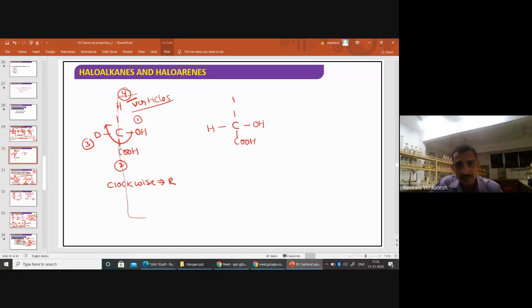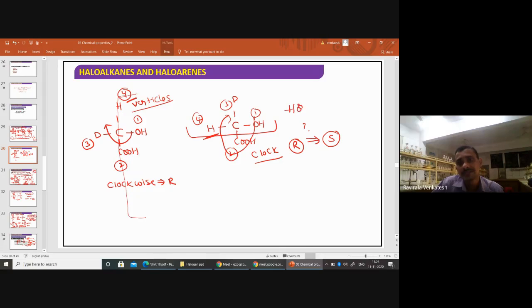For this one, if you observe, 1, 2, 3, definitely this will be clockwise only. Now in this case, R configuration must be converted into S configuration. What is the reason? Because the hydrogen, the fourth priority, is on which line here? Horizontal line. Understood? Whenever the fourth priority is on the horizontal line, convert R into S. But if the fourth priority is on the vertical line, no need to convert. This is a rule, so we have to follow this rule when giving the configurations.